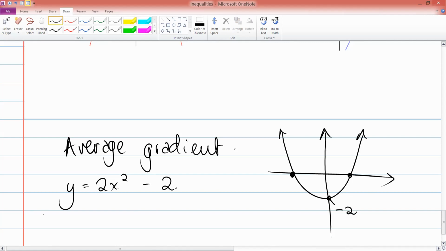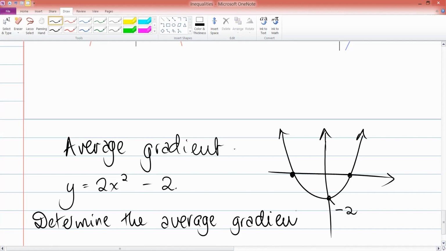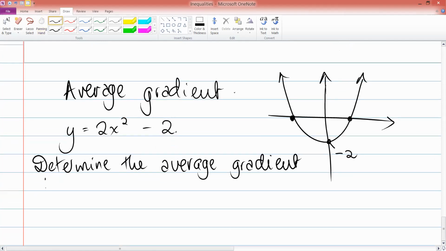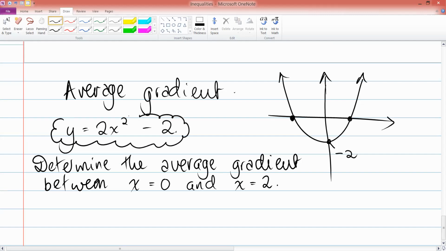If I were to ask you to determine the average gradient between x is equal to 0 and x is equal to 2 for this graph here that I've just given you. So what they've done here, they've given you 2 points. So x is equal to 0 is going to be somewhere here, right? That's 0, -2. Then x is equal to 2, maybe it's going to be somewhere there.